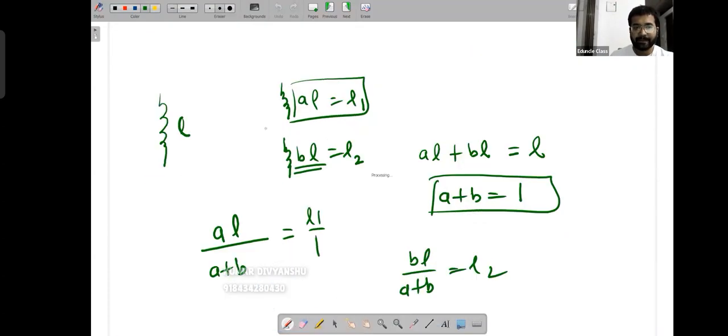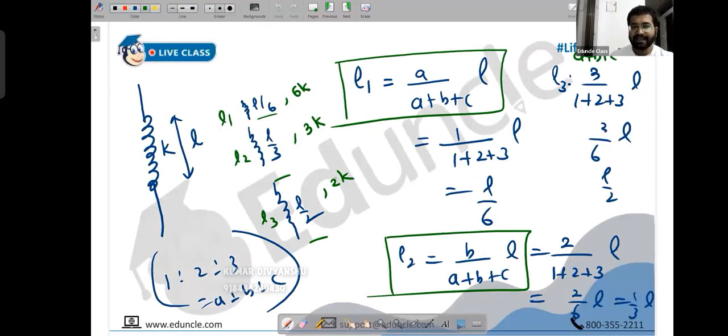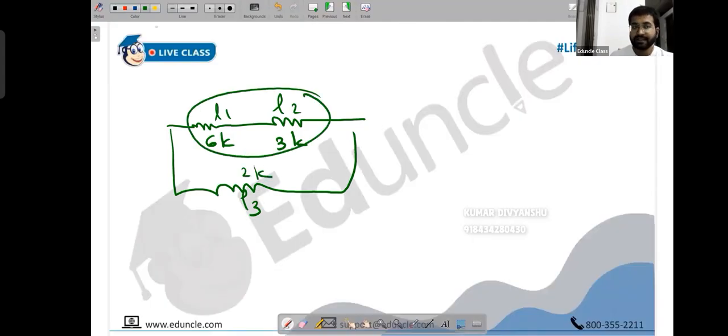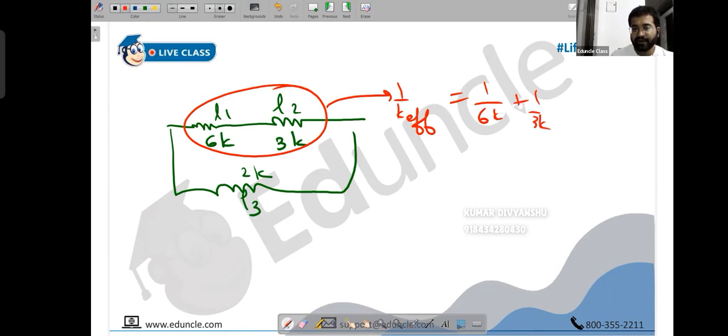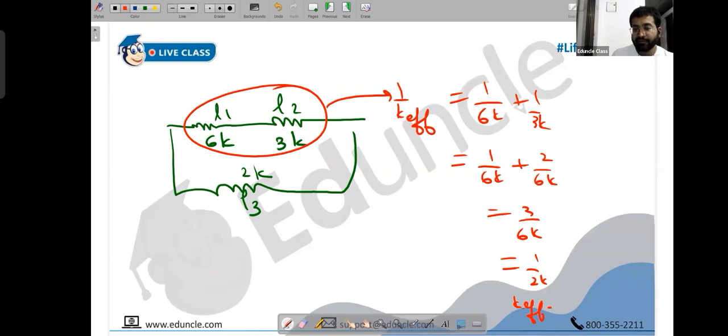So what is L1? It is 6K. What is L2? It is 3K. And what is L3? L3 is 2K. And now we know what to do. When they are in series, you have to apply the reciprocal formula. So 1 upon K effective would be 1 upon 6K plus 1 upon 3K. So this is 1 upon 6K plus 2 upon 6K, which is 3 upon 6K, which is 1 upon 2K. So K effective of the series combination is 2K.